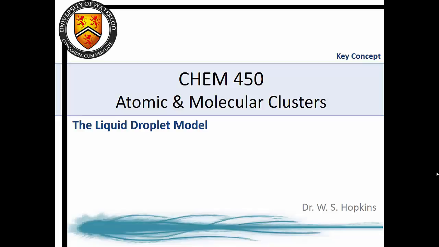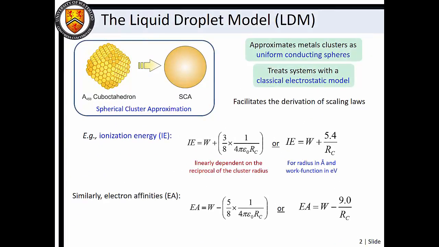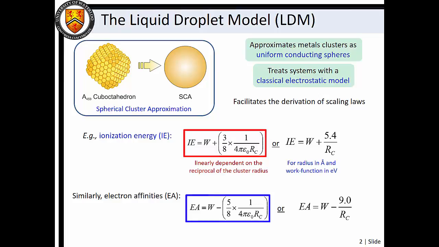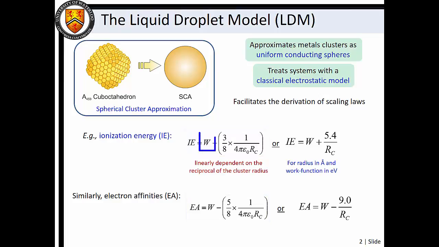In this video, I will discuss the Liquid Droplet Model. The Liquid Droplet Model, or LDM, is in essence an extension of the spherical cluster approximation, wherein metal clusters are treated as classical, uniform conducting spheres. This approach allows us to relate cluster properties such as ionization energy and electron affinity to bulk properties like work function via the introduction of scaling laws.